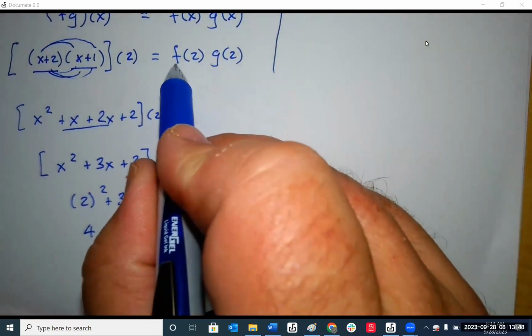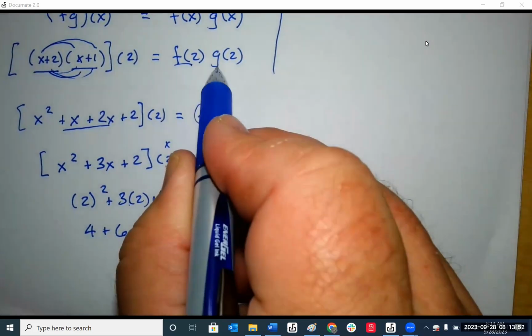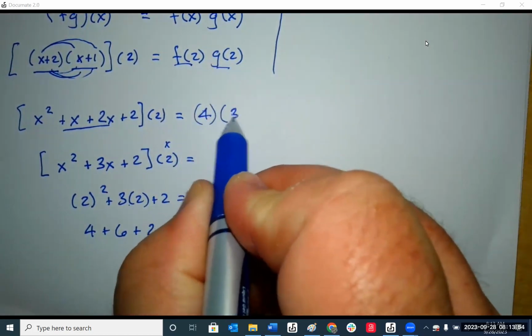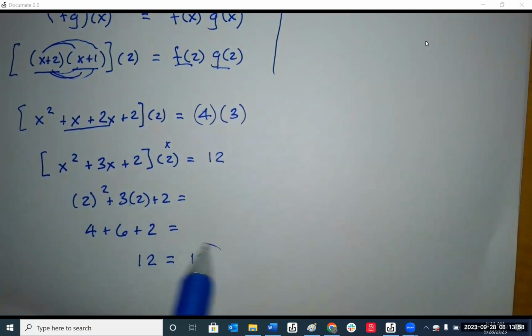Well, we know that f of 2 is 4. G of 2 is 3. So 4 times 3 is 12. So they're equal.